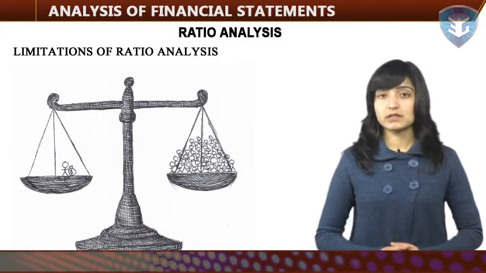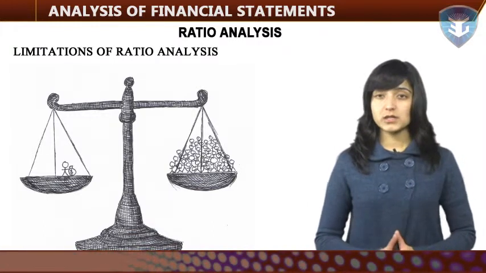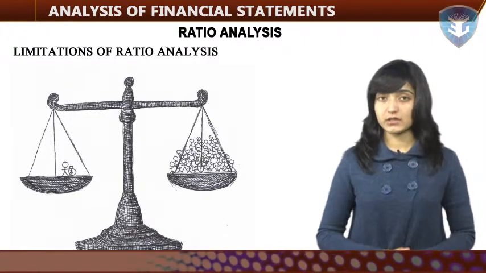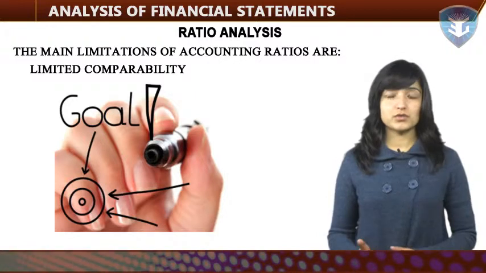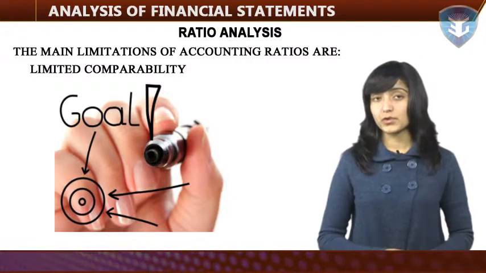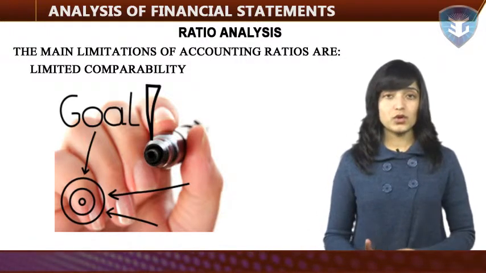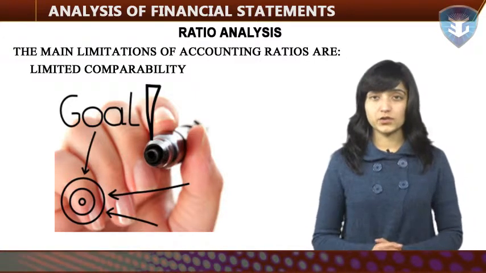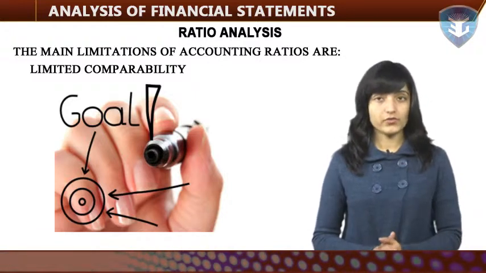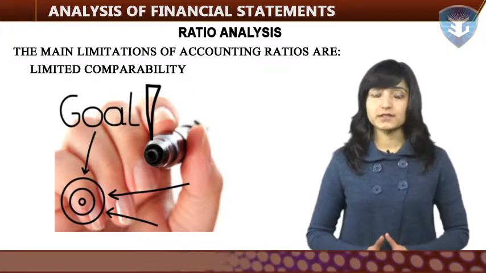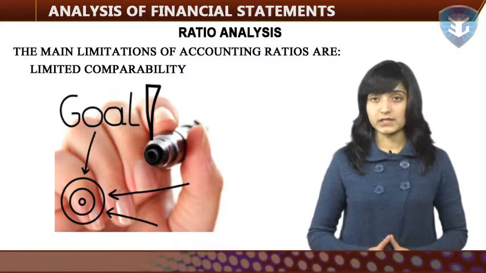Limitations of ratio analysis. In spite of many advantages, there are certain limitations of ratio analysis techniques, and they should be kept in mind while using them in interpreting financial statements. The main limitations of accounting ratios are limited comparability. Different firms apply different accounting policies. Therefore, the ratio of one firm cannot always be compared with the ratio of another firm. Some firms may value the closing stock on a LIFO basis, while other firms may value it on a FIFO basis. Similarly, there may be differences in providing depreciation of fixed assets or provision for doubtful debts, etc.